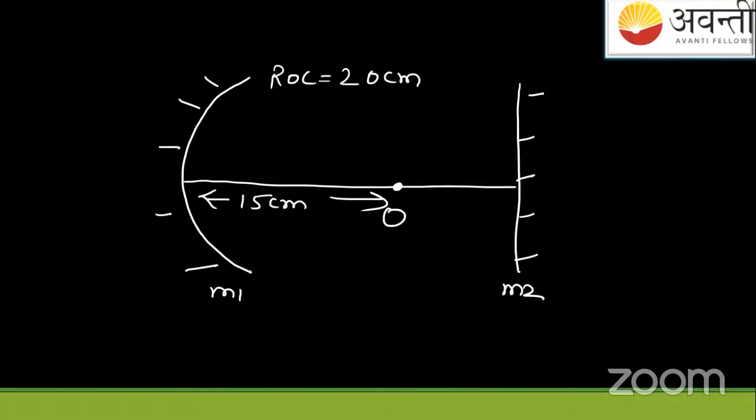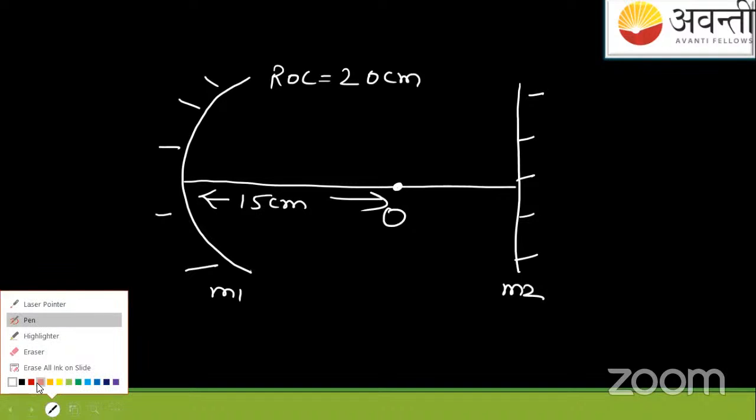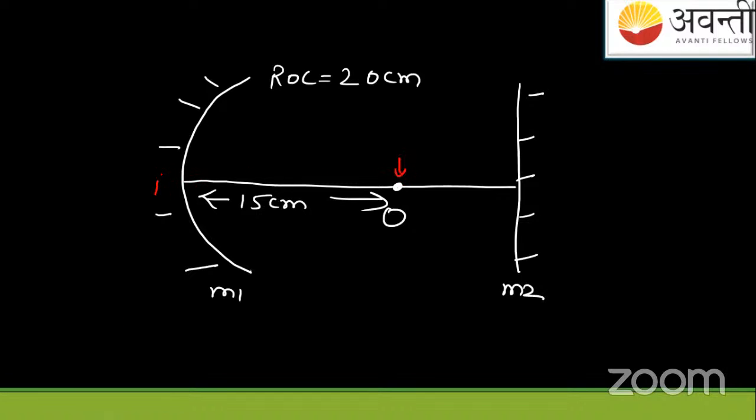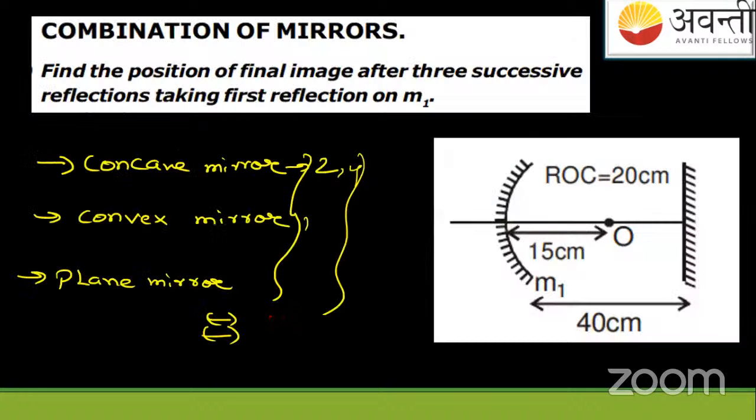Now what the question has been asked from you students is this. The object is placed at 15 centimeters from the pole of a mirror which is concave. Taking first reflection from M1 mirror, find the image. Then using that image as an object for the second mirror, find the next image. Then again using that image as an object for the concave mirror, which is the first, M1, find the final image. If we switch back to the question slide, you can see this here: find the position of the final image after the three successive reflections, taking first reflection on M1. Got it? So we are having three lifelines here.